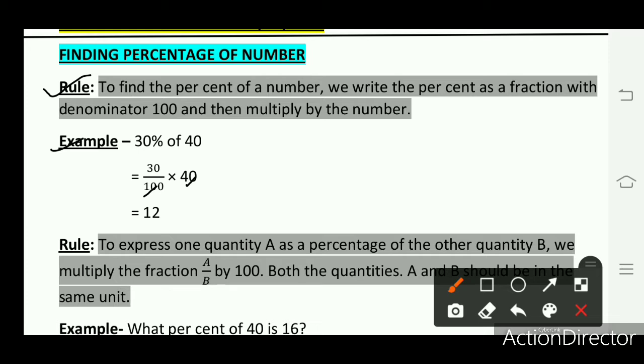Here zeros cancel out by zeros and we get product 3 4s are 12. So here 30% of 40 is 12.